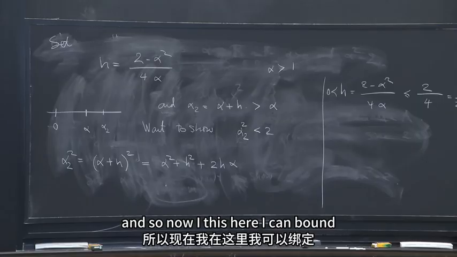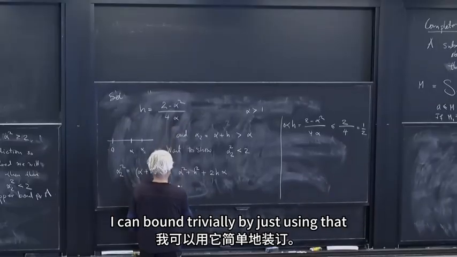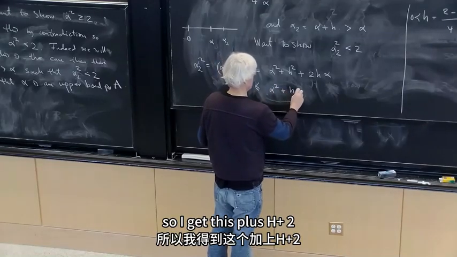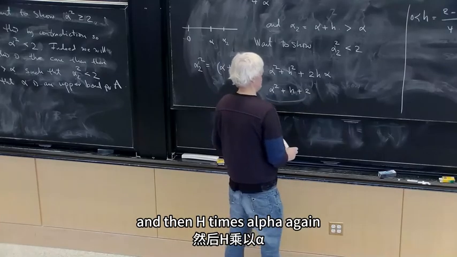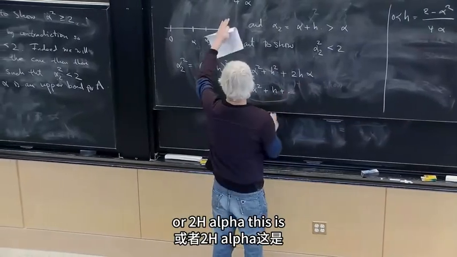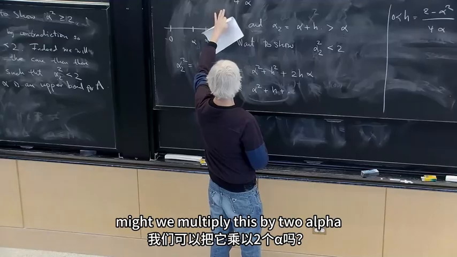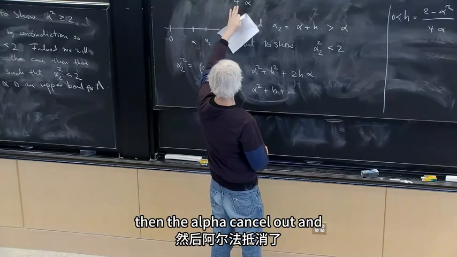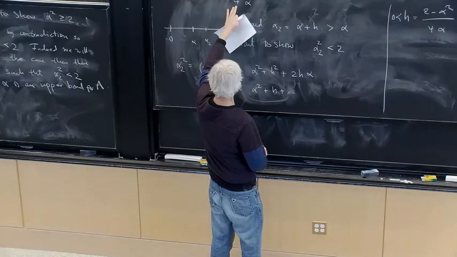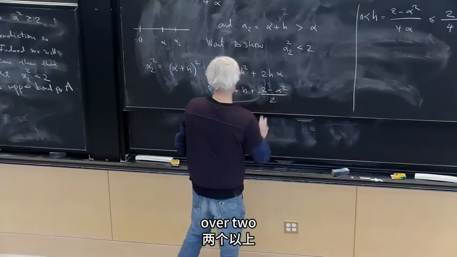And so now this here I can bound trivially by just using that H is bounded by 1. So I get alpha squared plus H plus 2H alpha. And then 2H alpha, when you multiply H by 2 alpha, the alpha cancels out, and the 2 cancels with one of the 2s in the 4, so you're getting (2 minus alpha squared) over 2.